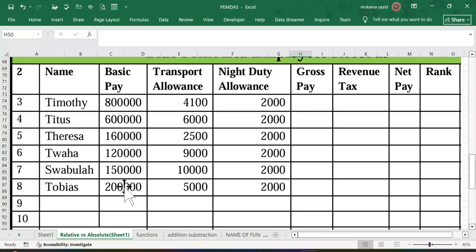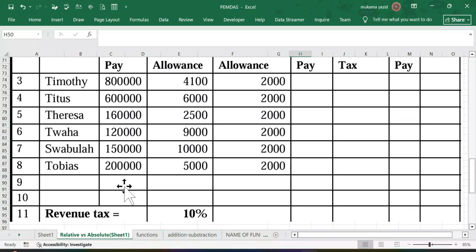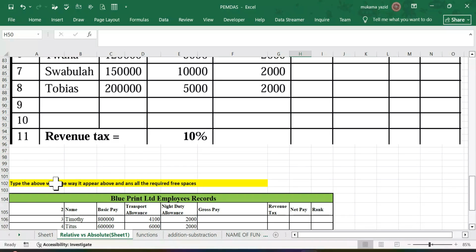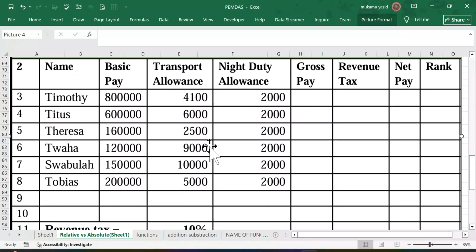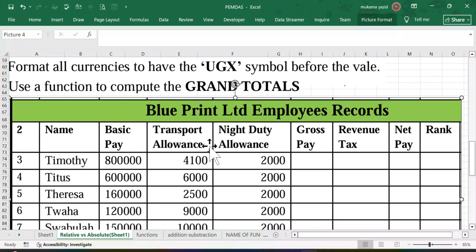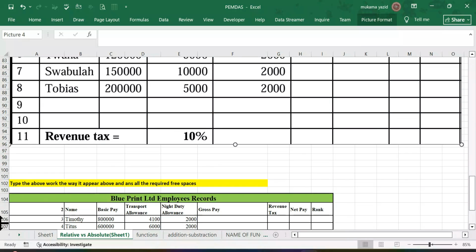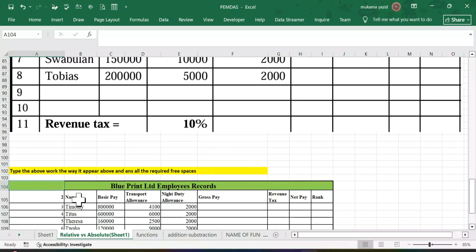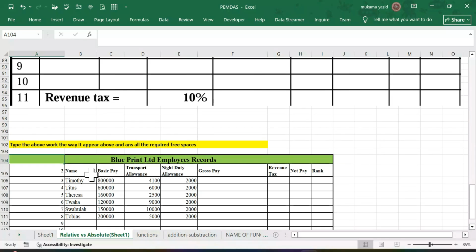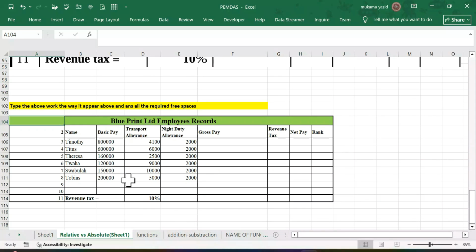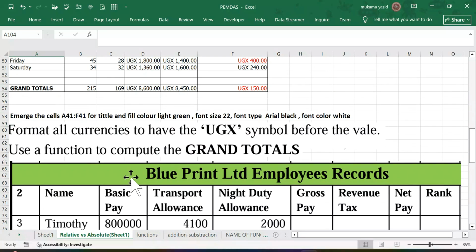So from there, let us go to this question. They said, type the above work the way it appears above and answer all the questions in the free spaces. You can see this question is like a picture, which we need to retype here below. I've managed to type and come up with this exact copy like this. So this is what they want us to do.